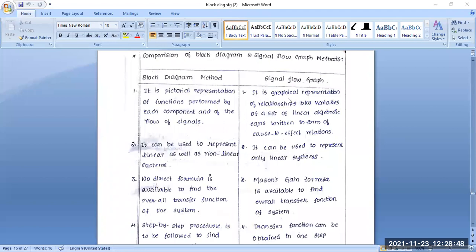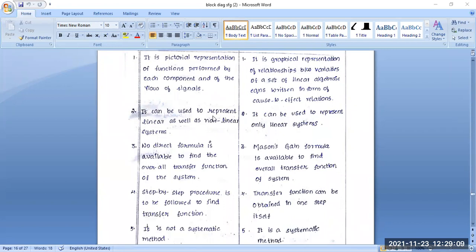But the signal flow graph method is a graphical representation of the relationships between the variables of a set of linear algebraic equations, written in the form of cause and effect relations. So remember this one: this is a graphical representation, and the other is the pictorial representation.